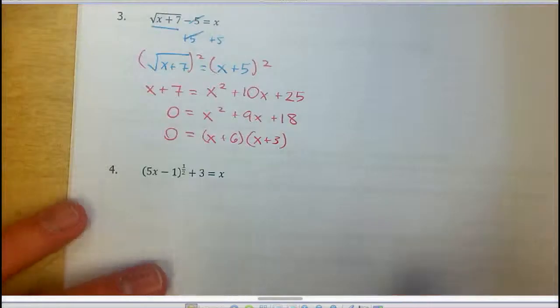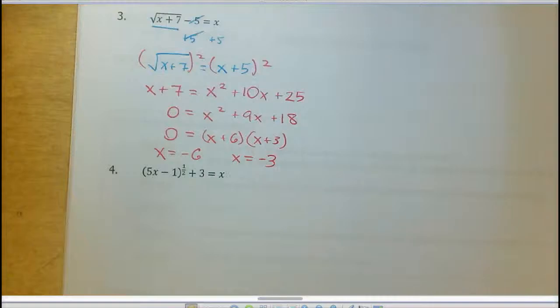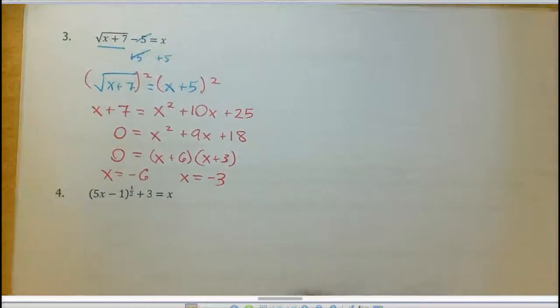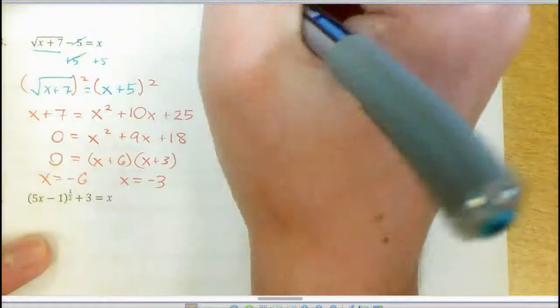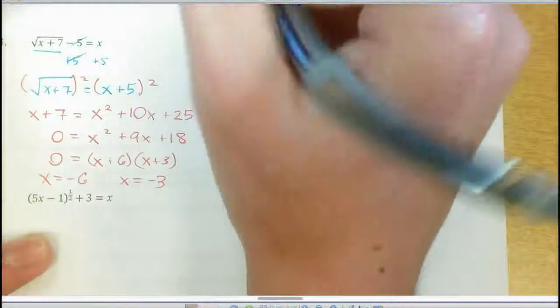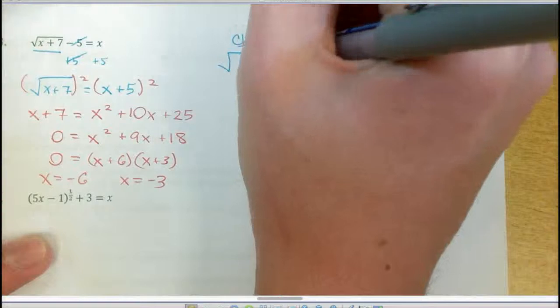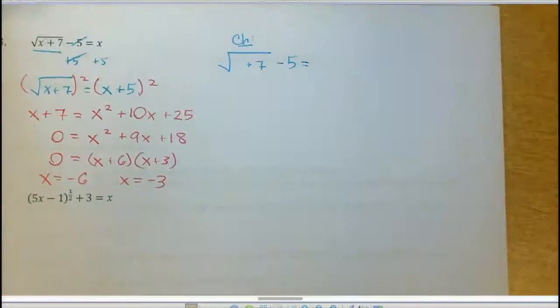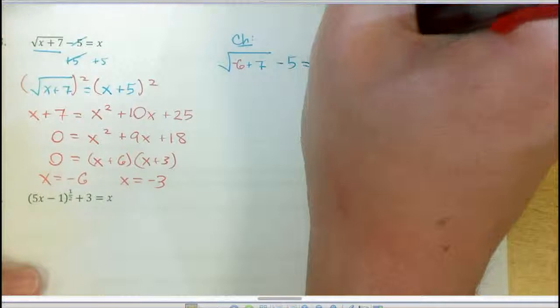And so that means x would be equal to negative 6 or negative 3. Again, we must go back through and check those answers here. So we do need to check both of them. Let's go ahead and check negative 6 first of all. Okay, so we're putting in a negative 6 for x in both spots.